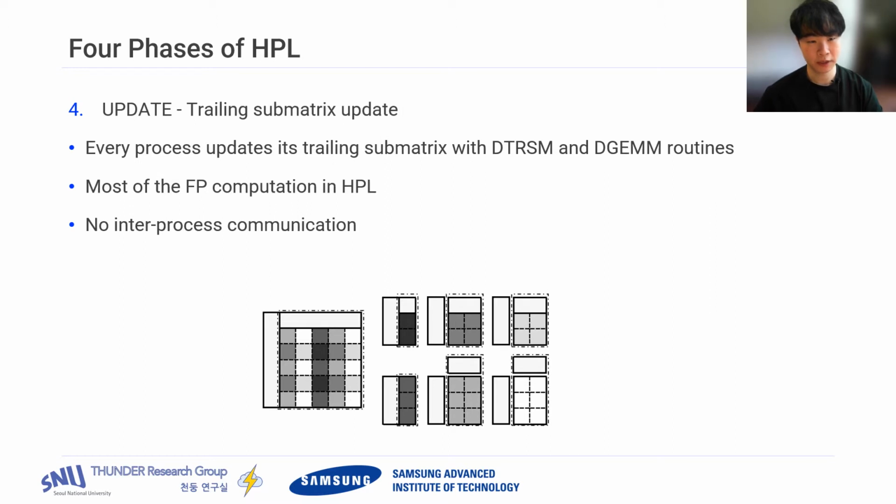Finally, in the update phase, every process updates its trailing submatrix with DTRSM and DGEMM routines, so the trailing submatrix becomes consistent with the factorized panel. There is no inter-process communication in the update phase, and almost all the floating point computation of HPL is done in the update phase.